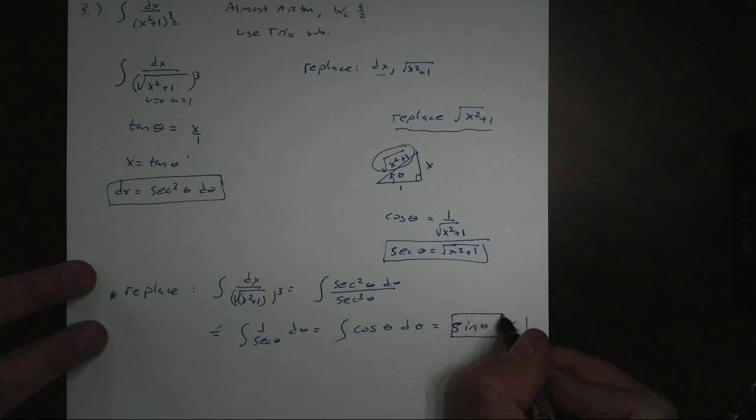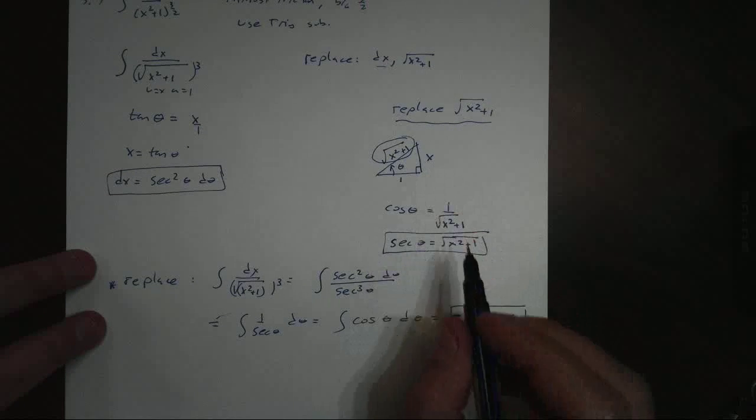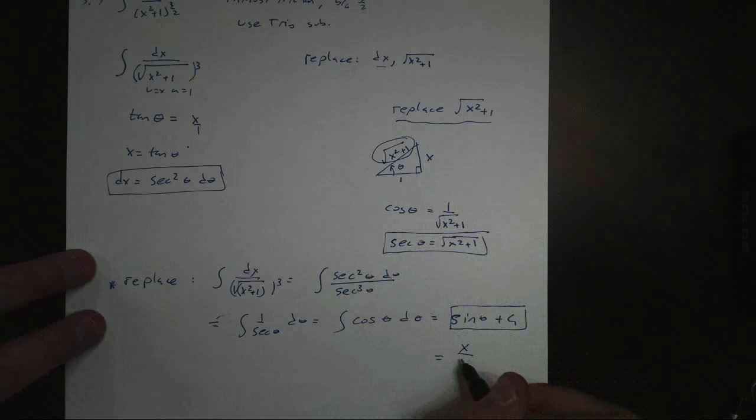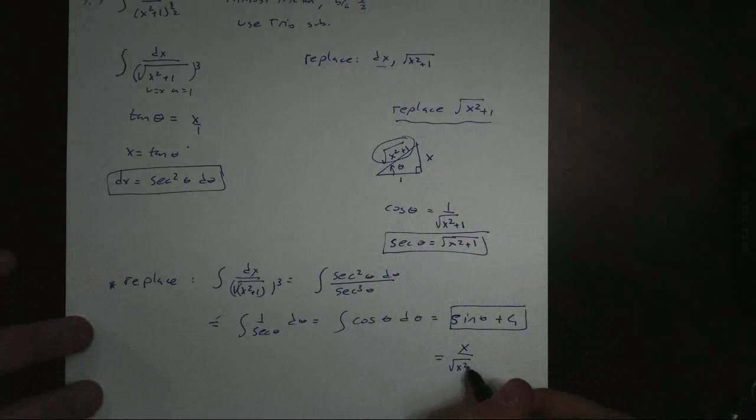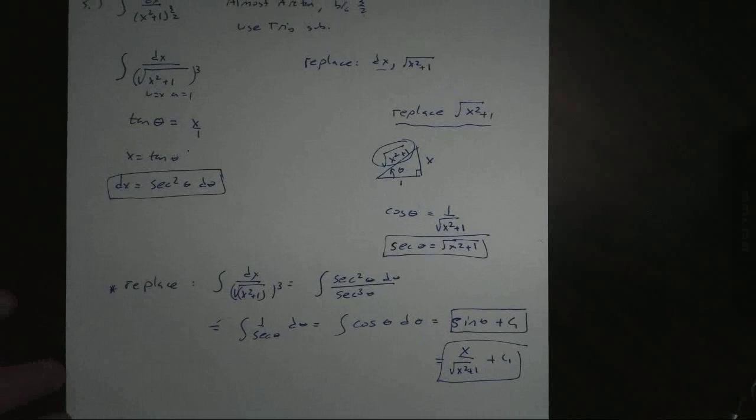Now there's our answer, but don't forget we want this in terms of x, and that's just giving me the opposite, which is x, over the hypotenuse, which is the square root of x squared plus 1, plus c1. And there's our antiderivative. All right, our last one, slightly more challenging, so let's take a look.